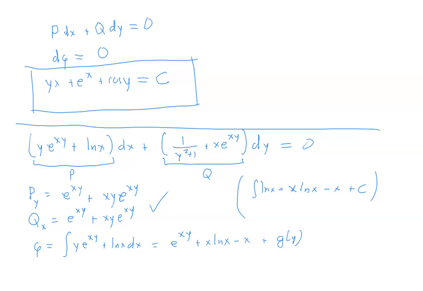And then you would like the derivative with respect to y of e to the xy plus x ln x minus x plus g of y to coincide with Q. You would like this to be 1 over y squared plus 1 plus x e to the xy. Okay, I will need to change page, so let me give you a moment to catch up for everyone.